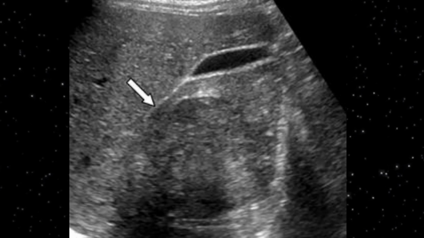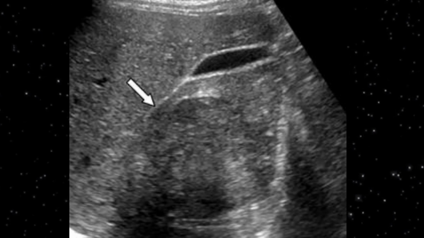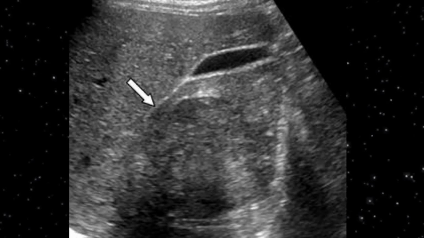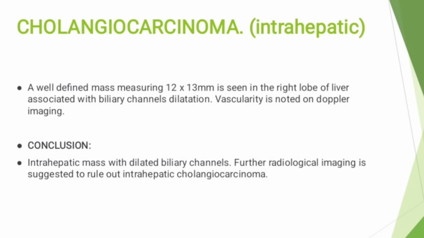Besides this, you should mention the intrahepatic biliary channel dilatation. However, it's not visible in this report, but that was a classical case. So now look at how we will write the report for this. The report should mention that a well-defined mass measuring whatever the measurement is seen in the right lobe of the liver, associated with biliary channel dilatations.